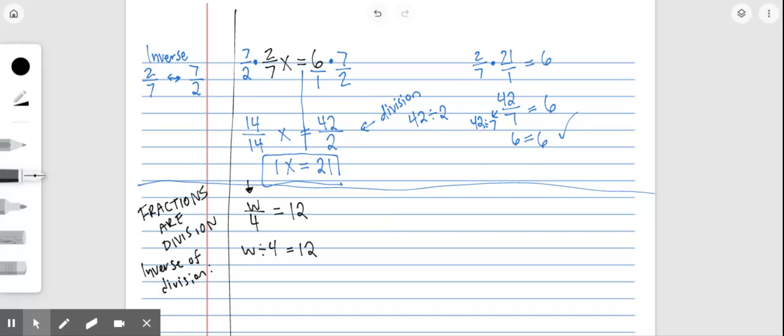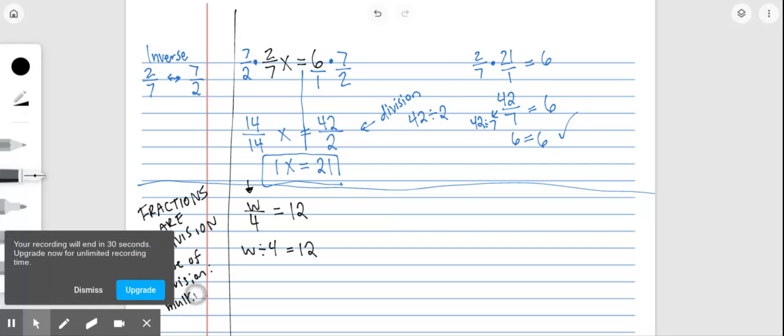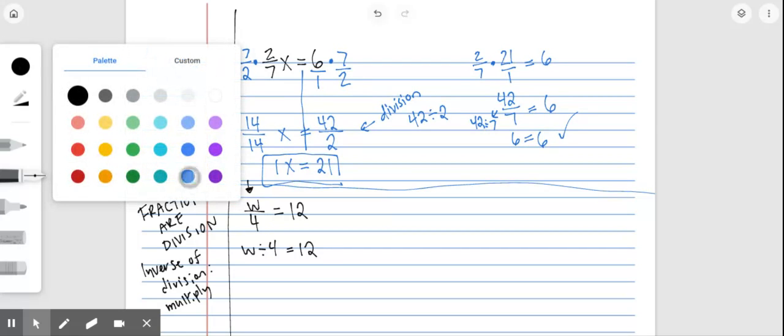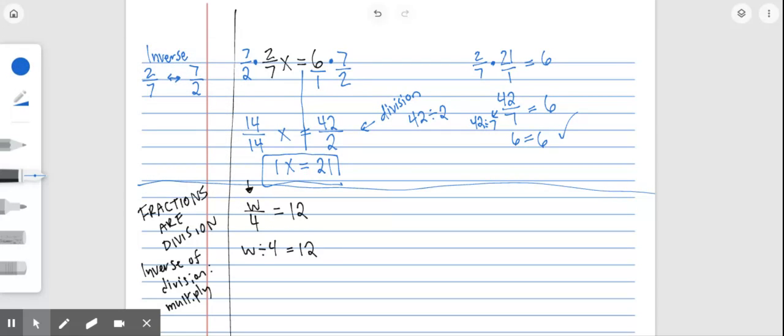The opposite of division is multiplication. Okay, so then I'm going to multiply. So I had W over 4 equals 12. So what I'm going to do to solve this problem is multiply by 4. So I'm going to rewrite it. W over 4 equals 12. And I'm going to multiply. I'm going to use a second video.